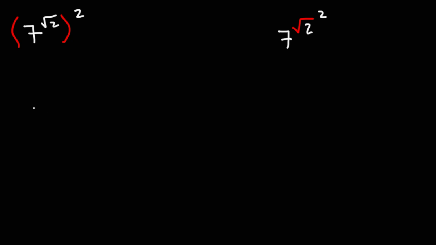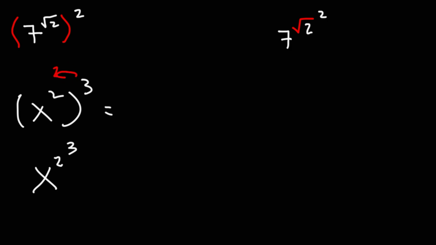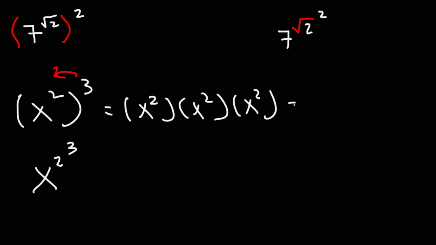Now, what is the difference between this expression and this one? What would you say is the difference? So here, notice that the 3 applies to the x squared term. So that tells us that we have 3 x squared. And we're basically adding 2 three times, which is 2 times 3, or 6.